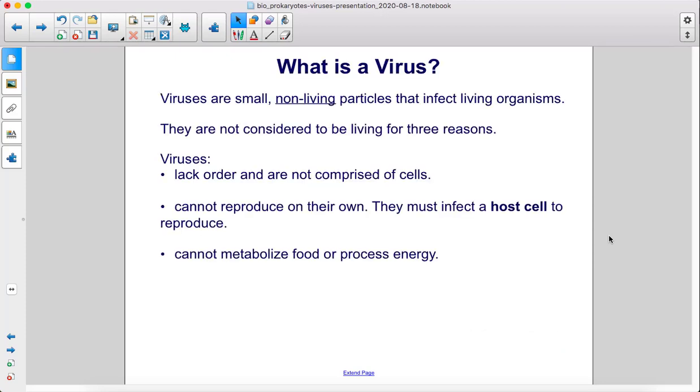Viruses are small, non-living particles that infect living organisms. They are not considered to be living for three reasons. Viruses lack order and are not comprised of cells. They cannot reproduce on their own. They must infect a host cell to reproduce. And viruses cannot metabolize food or process energy.